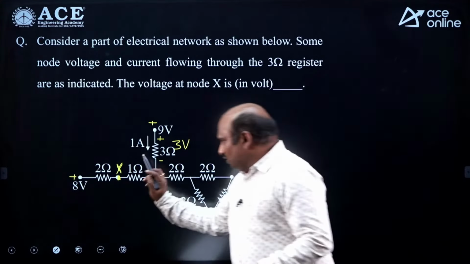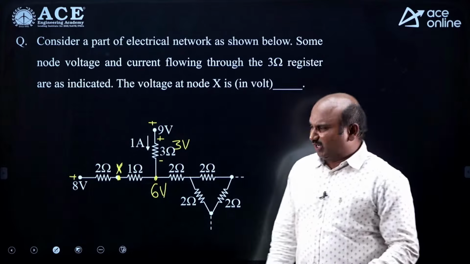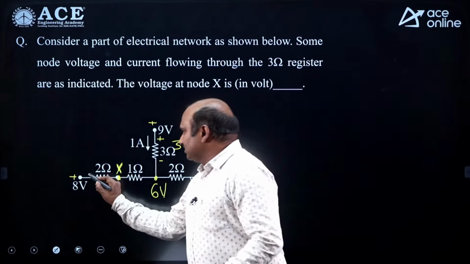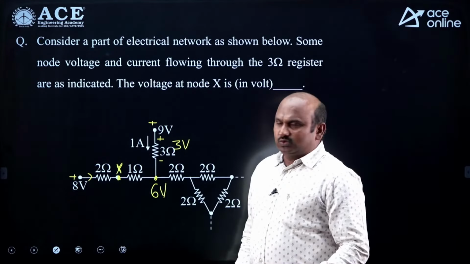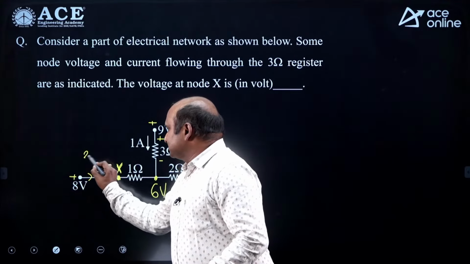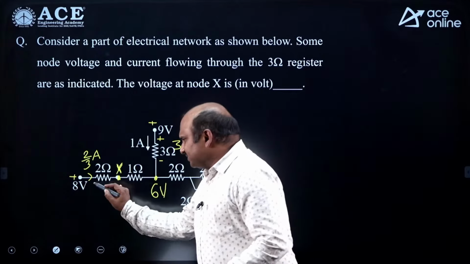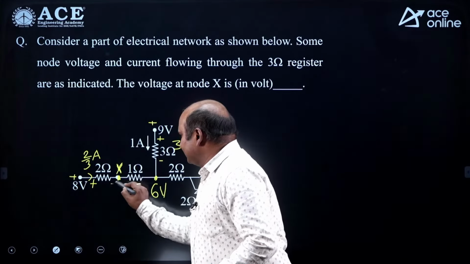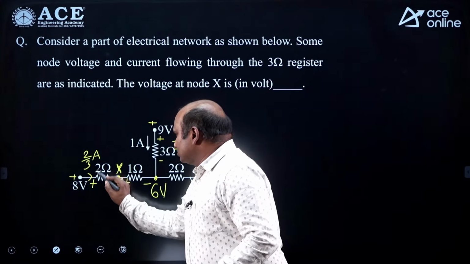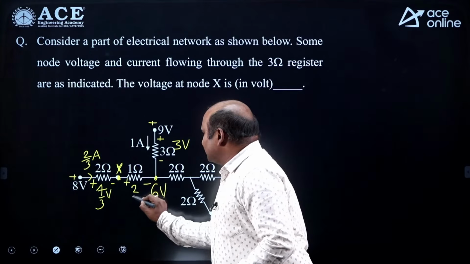To get the voltage at node X, you should know how much current is in between the 2 ohm and 1 ohm resistors. Current flows from higher potential to lower potential. So 8 minus 6 is 2, and the 2 ohm and 1 ohm are connected in series, with net resistance 3, so 2 by 3 amperes passes through both. As per the direction and resistors, the voltages are 2 by 3 into 2, that is 4 by 3 volts, and 2 by 3 into 1, that is 2 by 3 volts.